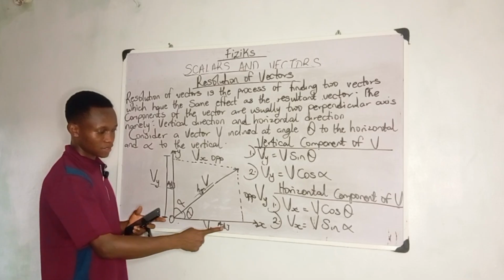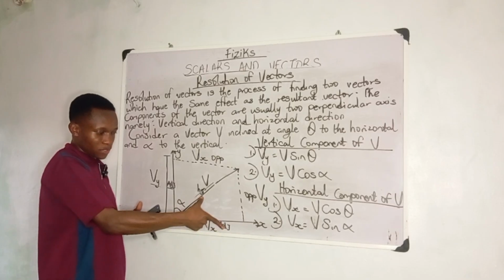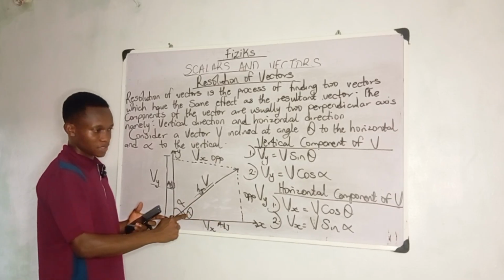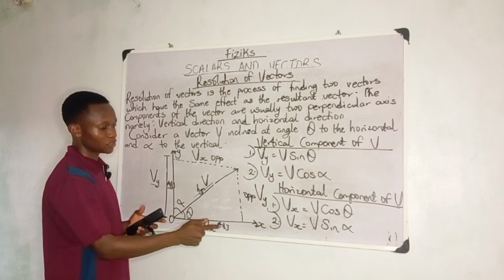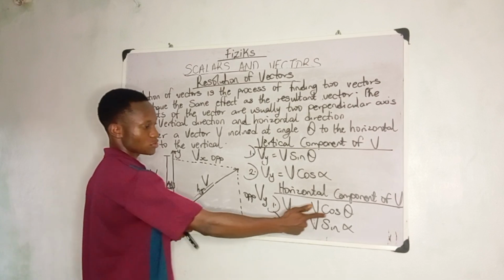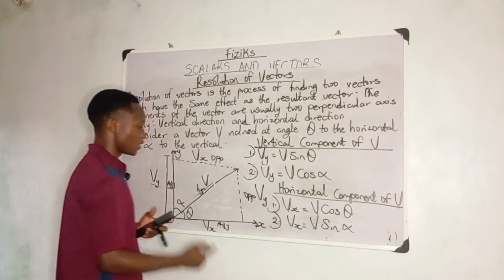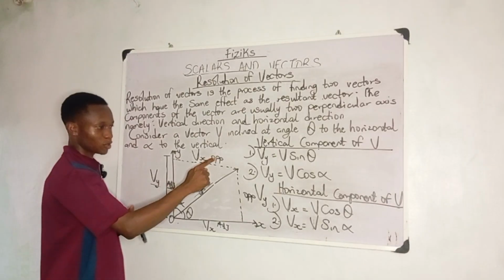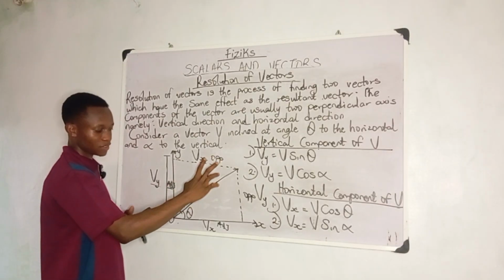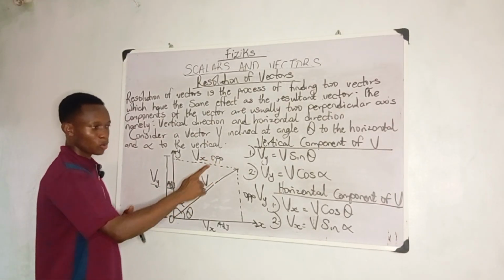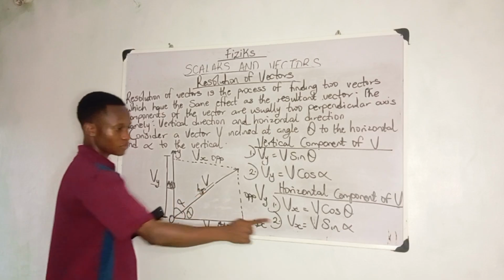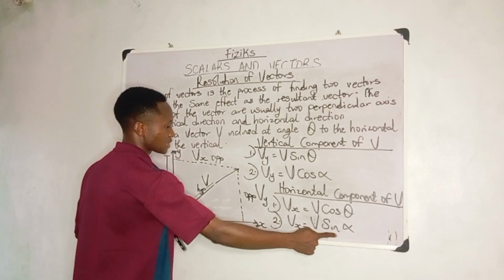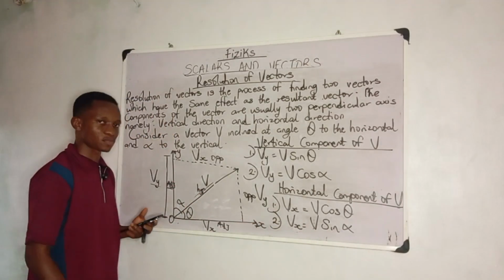So here is adjacent and here is hypotenuse. Remember, it's theta. So adjacent and hypotenuse, what trigonometric ratio are you supposed to use? It's meant to be cos. While if you come to this side, you're looking at the opposite and the hypotenuse with the alpha. So opposite and hypotenuse, where is it meant to be? It's meant to be sine, the trigonometric ratio you're going to be using.